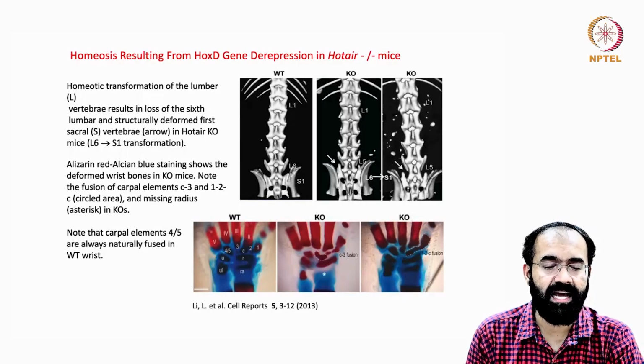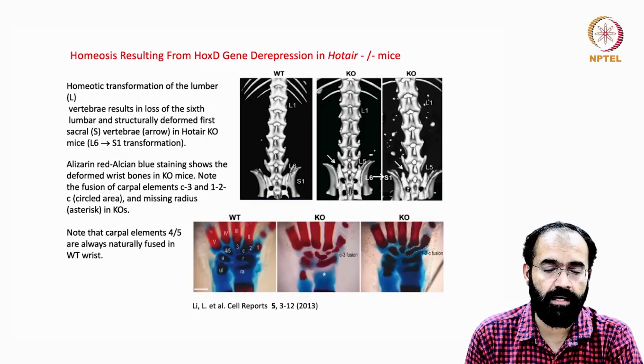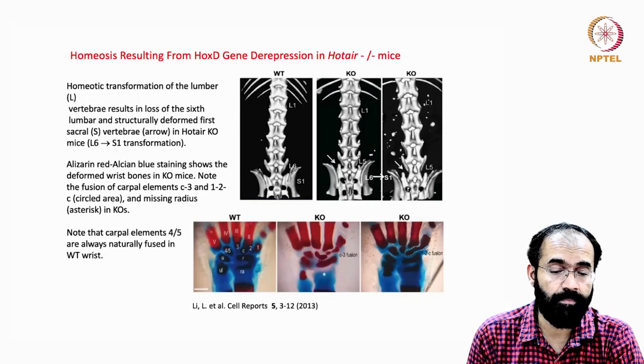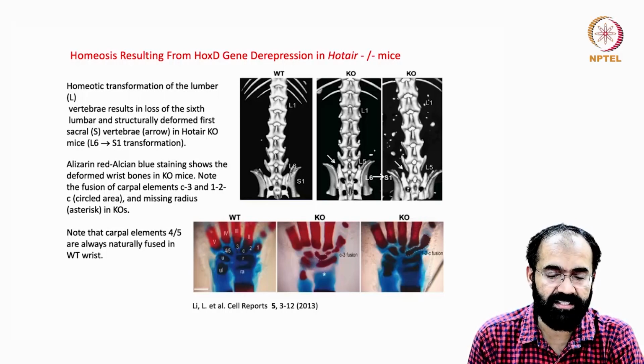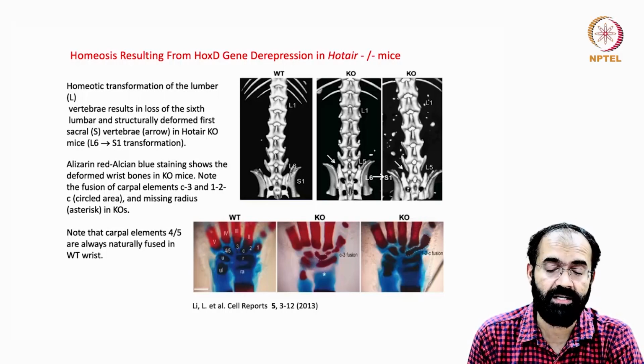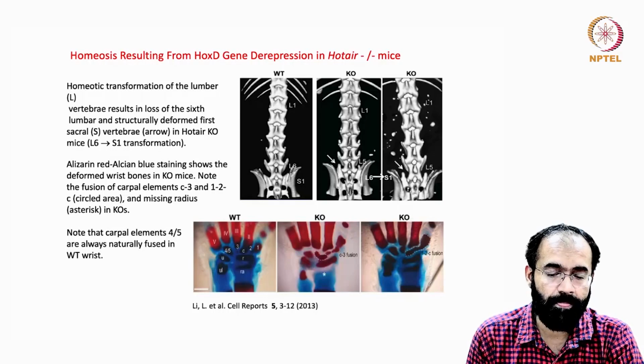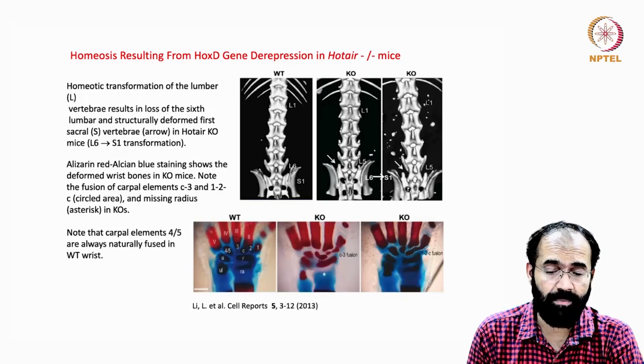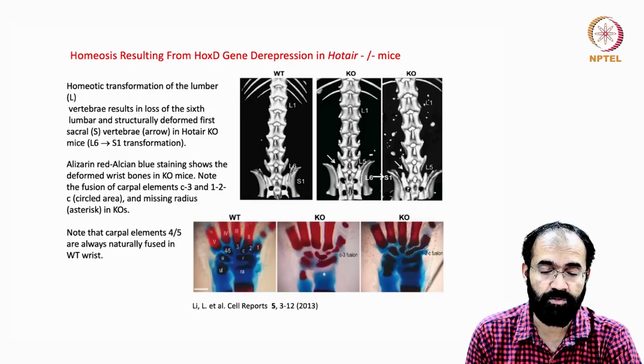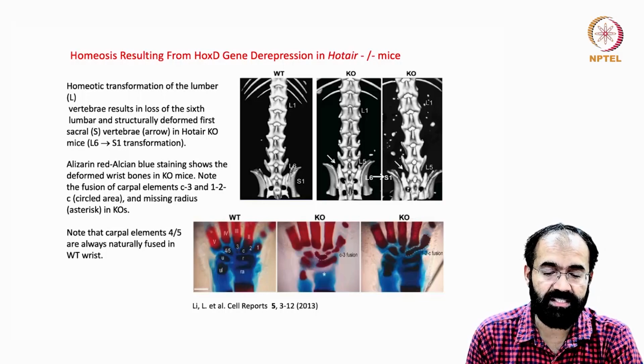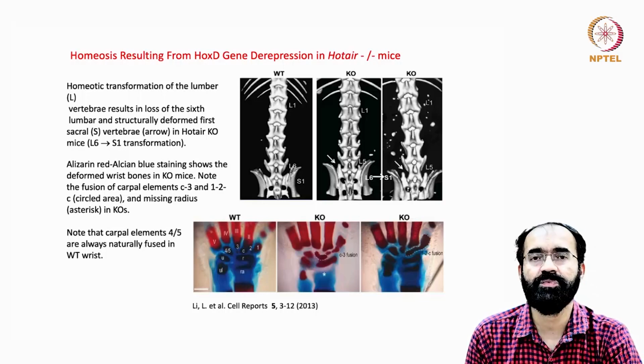If you stain with alizarin red and Alcian blue staining, it shows the deformed wrist bones in the knockout mice. You can see here, individual digits are given numbers 1, 2, 3, 4, 5, the 5th digit you have. You can see them. This is the wild type. Normally the carpal and metacarpal bones are supposed to be separate, but now you are seeing the fusion, and many a time these fusions are random.